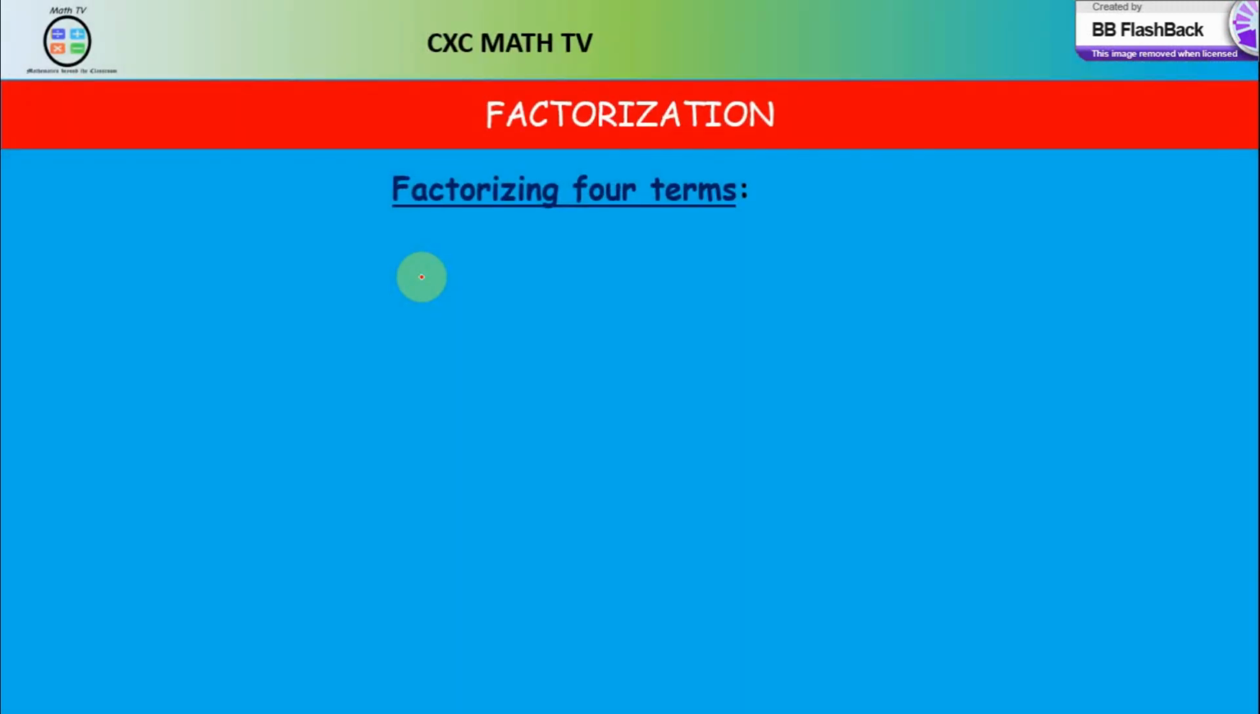Now, what about factorizing 4 terms? If you see this in an exam, I don't want you to be perturbed, annoyed, or feel lost. You see 4 terms, what do you do? First thing you do is group up 2 terms. They're going to factorize by 2 terms.